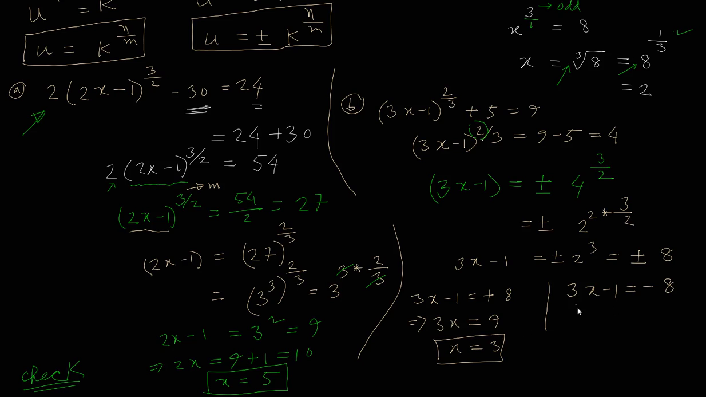What is the other solution? Here I have 3x equals negative 7, and x equals negative 7 over 3. If you check both 3 and negative 7 over 3 in the original equation, you are going to find both solutions work. So my solution set is 3, negative 7 over 3.